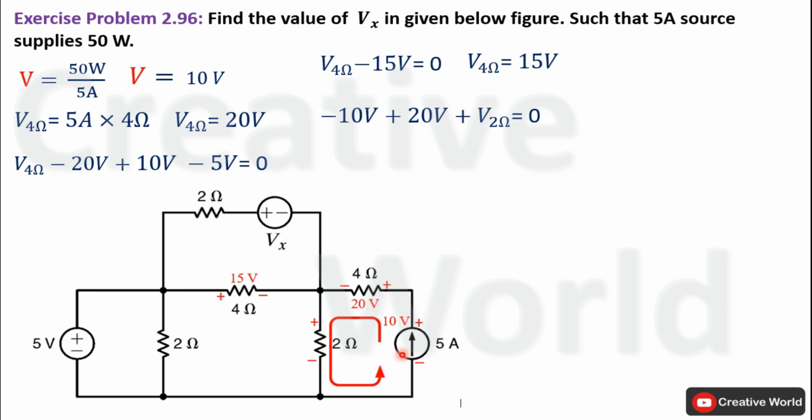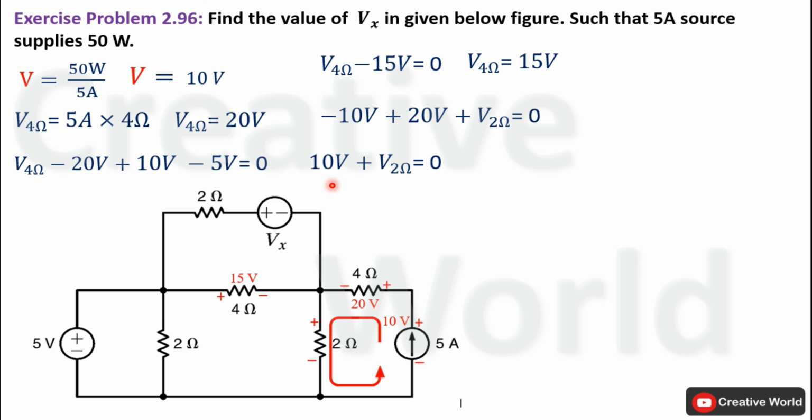Start from here, current entering terminal is negative, so 10 volt will be taken with negative sign. Next, 20 volt will be taken with positive sign because current is entering from positive terminal. And at the end, current is entering from positive terminal, so voltage across this 2 ohm resistance will be taken with positive sign. Now subtract 10 volt from 20 volt, it will become 10 volt.